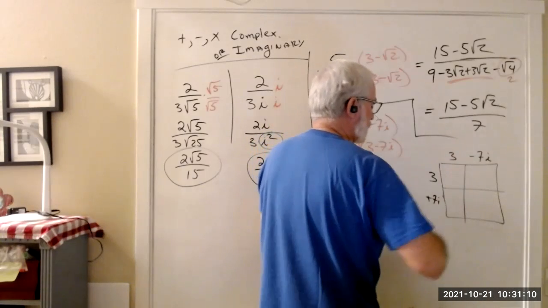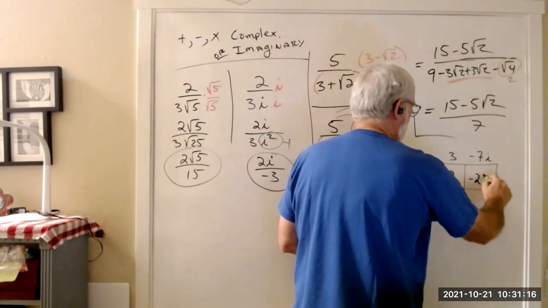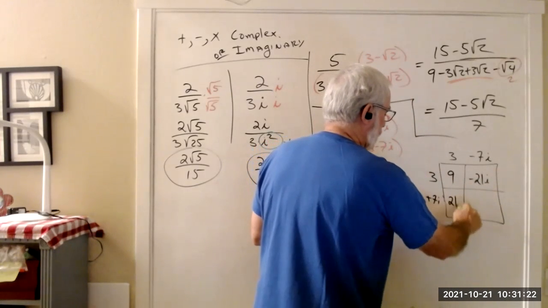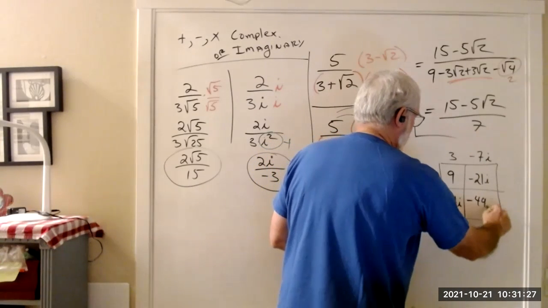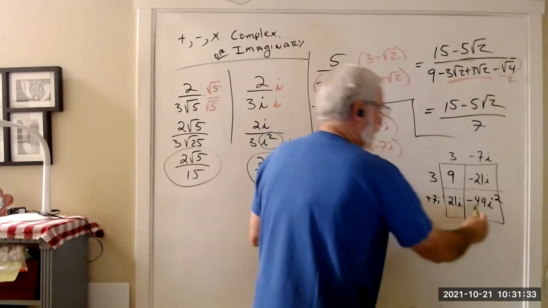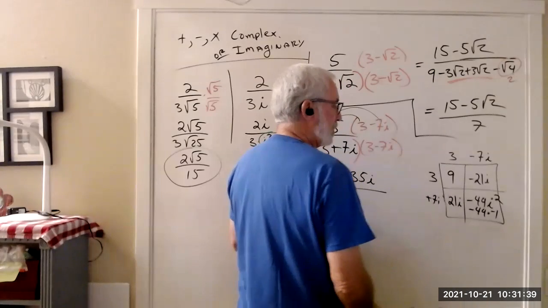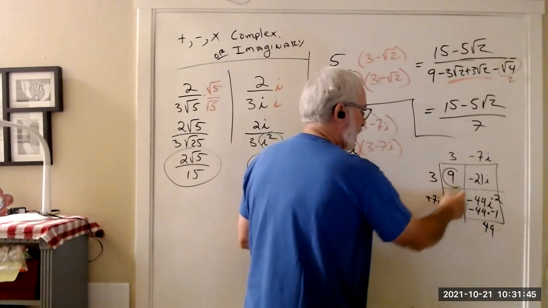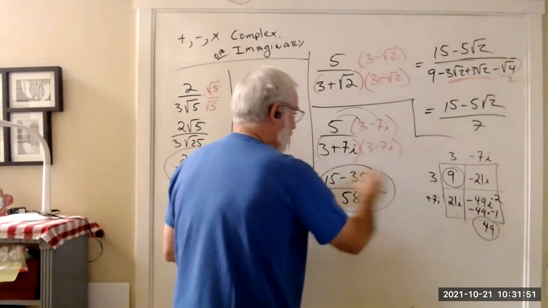So 3 times 3 is 9. 3 times negative 7 is negative 21i. Positive 7 times 3 is positive 21i. And 7 times negative 7 is negative 49i to the second. But this is negative 49 times negative 1, because i to the second is negative 1. So this is positive 49. So I have 9 and 49 is 58. There's my answer.